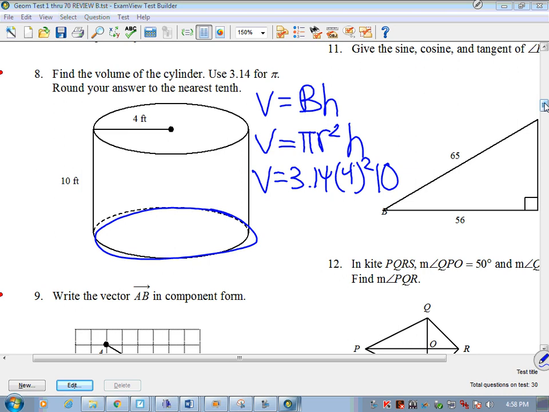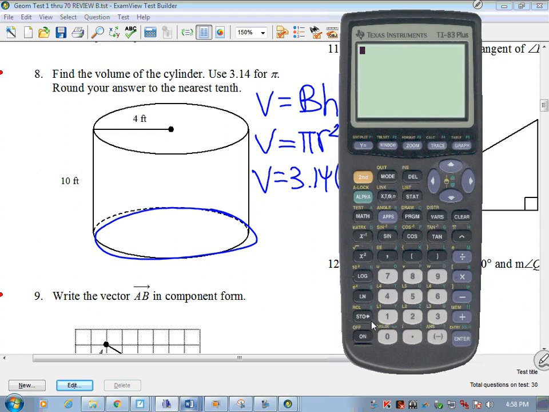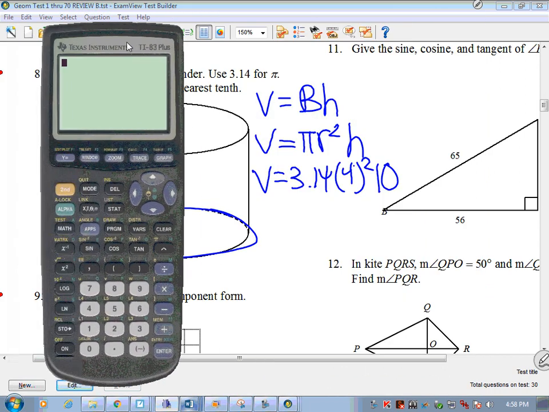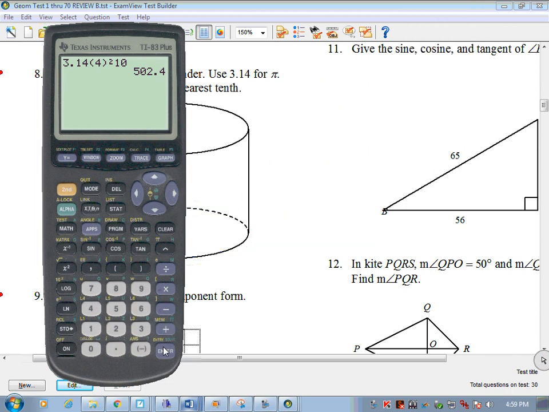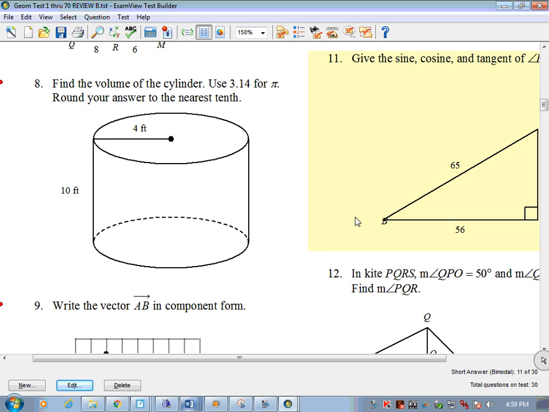Let's go ahead and pull up our graphing calculator so you can see all this worked out. Okay, move you guys over here. 3.14 times 4 squared times 10. Okay, I get 502.4 feet cubed. That's our answer. 502.4 feet cubed. Okay, that's our answer right there. All right, get our calculator out of the way there.